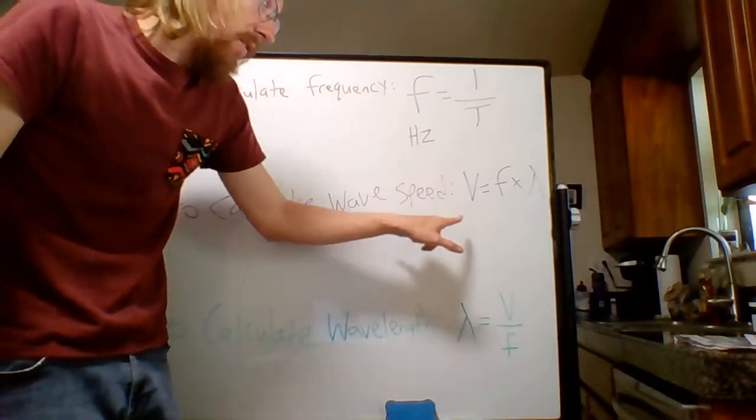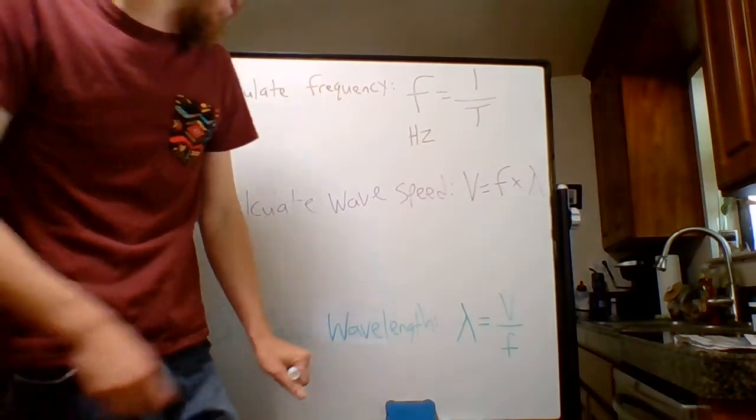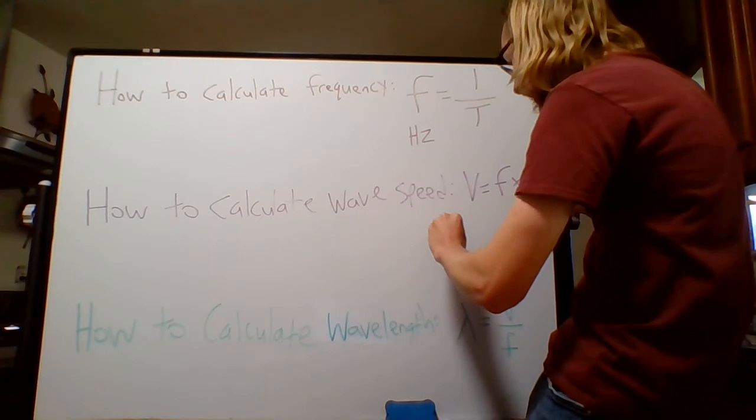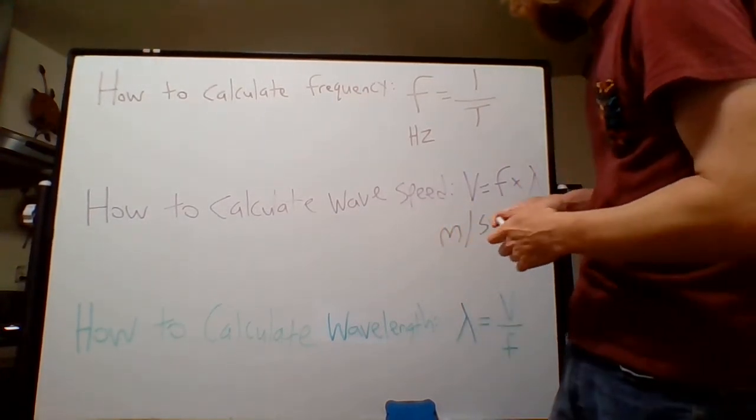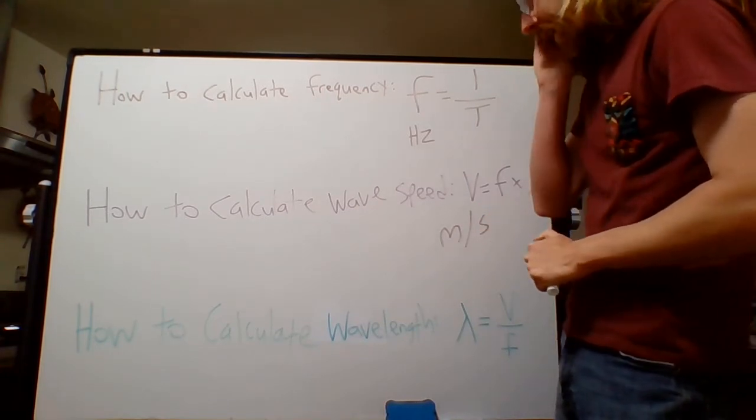When you do the multiplication and find your answer, the unit is meters per second. We're talking about speed, and we all know that speed is meters per second. So wave speed is in meters per second.